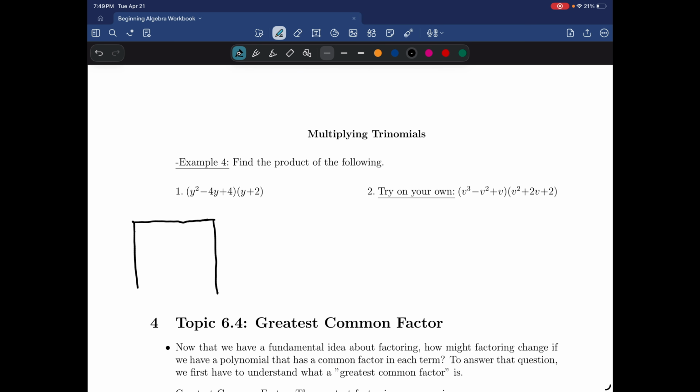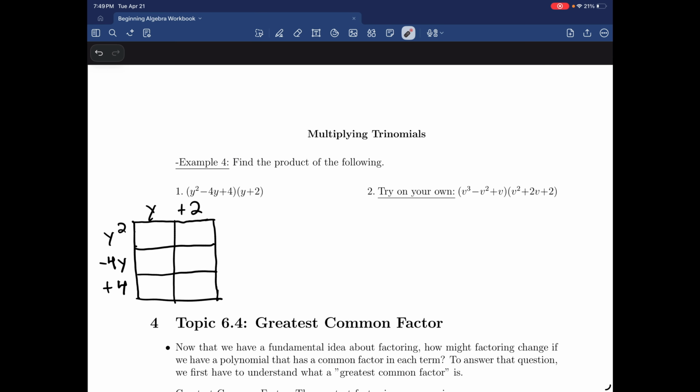So let's go ahead and write this out. I'm going to put the trinomial on the side here. So it's going to look like this. And then I'm going to draw a line down the middle. So we're going to have y plus 2 here, and then we're going to have y squared minus 4y plus 4 here.